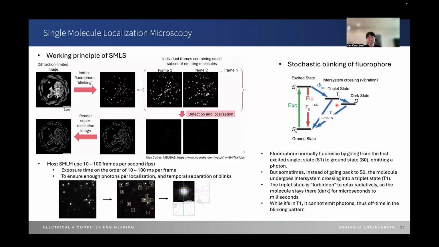While it is in the triplet state, it cannot emit photons, thus the off time in the blinking pattern. And when it finally comes back, because it is in a low energy state, it comes back in a different form, either through heat vibrations, or it can emit light of longer wavelength that is not visible to us.